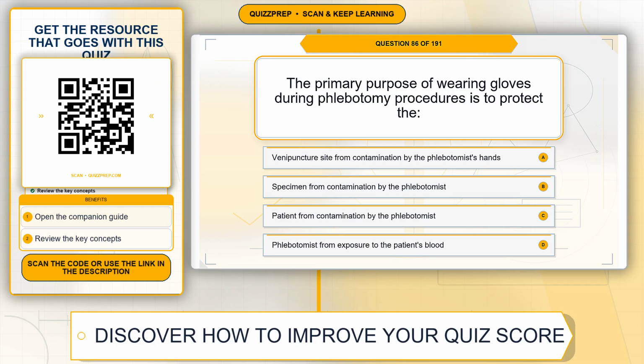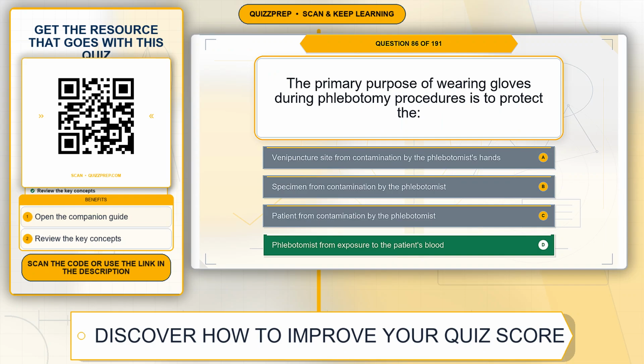Question 86. The primary purpose of wearing gloves during phlebotomy procedures is to protect the: Option A, venipuncture site from contamination by the phlebotomist's hands. Option B, specimen from contamination by the phlebotomist. Option C, patient from contamination by the phlebotomist. Option D, phlebotomist from exposure to the patient's blood. The correct answer is option D, phlebotomist from exposure to the patient's blood.